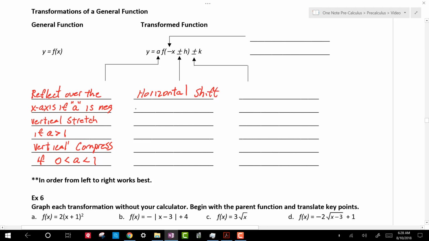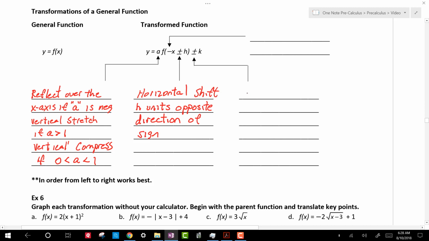Let's see, how do we want to do this quickly and easily here? We'll just say h units opposite direction of the sign. Now hopefully that makes sense to you. If it doesn't, then maybe you need to write something else. But basically, if h is positive, we move left. If h is negative, we move right.